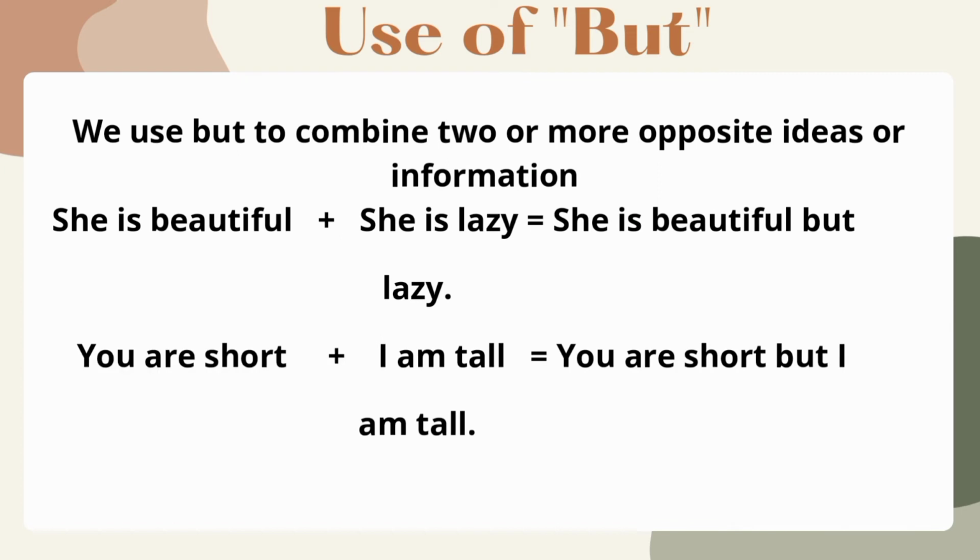Let's come to the but. We use but to combine two or more opposite ideas or information. Like she is beautiful, she is lazy. They both are opposite ideas, so we can join them with the help of but. Like she is beautiful but lazy.